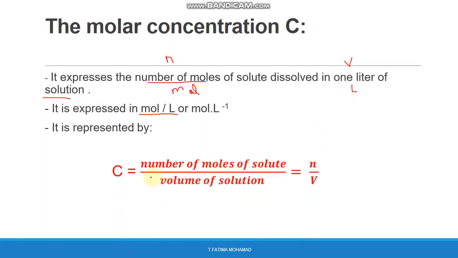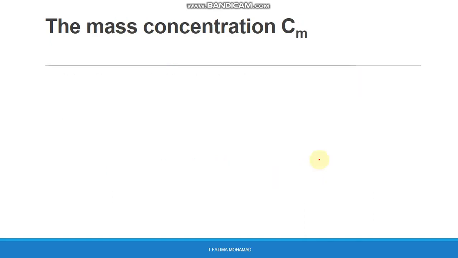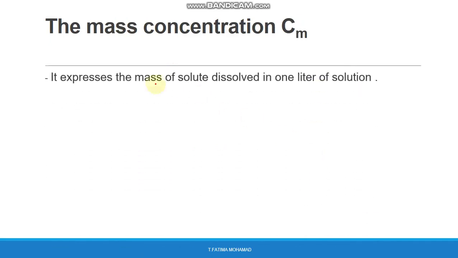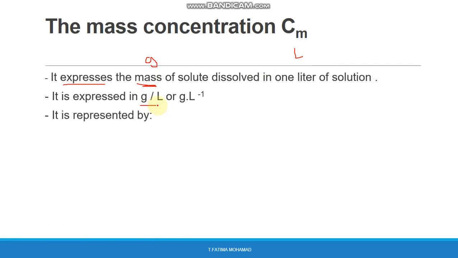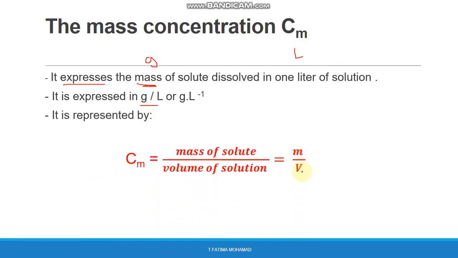It is represented by C equals the number of moles of solute over the volume of solution, equals n over V. Okay? The mass concentration Cm expresses the mass of solute in 1 liter of solution. So the mass is in grams and the volume is in liters, so it is expressed in grams per liter, and it is represented by Cm equals m over V, the mass of the solute over the volume of the solution.